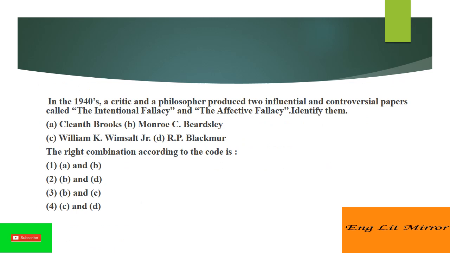In the 1940s, a critic and a philosopher produced two influential and controversial papers called The Intentional Fallacy and The Affective Fallacy. Identify them. A. Cleanth Brooks, B. Monroe C. Beardsley, C. William K. Wimsatt Jr., D. R.P. Blackmur. The right combination according to the code is, answer is option 3, B and C.